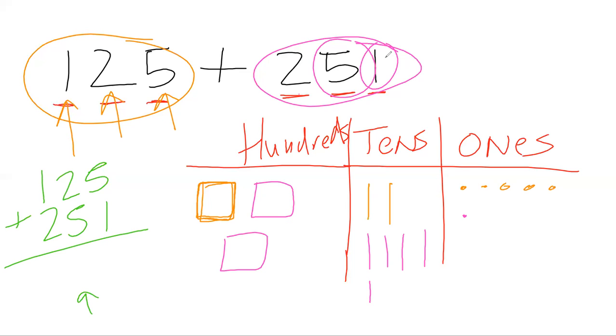So I'll start in the ones place. That's where you kind of always want to start. Like always start in the ones place. You'll see if you get into that habit how helpful that is with other operations and other things in math. So always start in the ones place. 1, 2, 3, 4, 5, 6. Then the tens place. 1, 2, 3, 4, 5, 6, 7. And 1, 2, 3. So we have 376 as our answer.